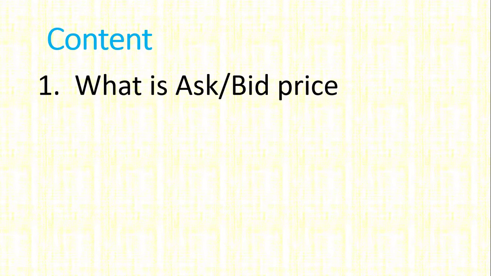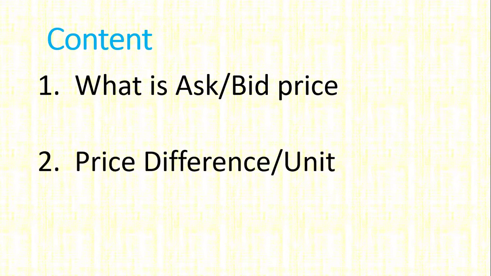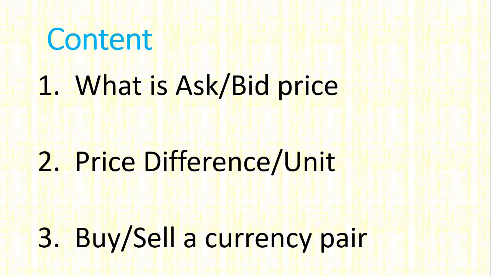On this one, we'll talk about three elements. One, what is meant by ask and bid price. Two, the price difference between ask and bid, and what a price unit stands for on the quoted prices. And finally, we look at what it means to buy or sell a currency pair.